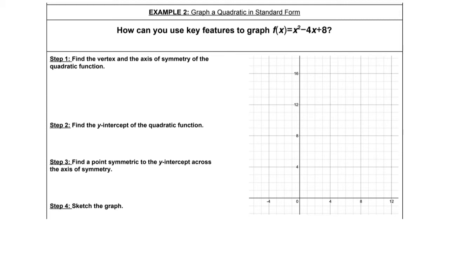So the first step says find the vertex and the axis of symmetry. Right, we know our axis of symmetry is just our h. Okay, so h equals opposite of b over 2a. All right, so opposite of -4, because b is -4, over 2 times a, which is 1. So we get 4 over 2, which is 2. So axis of symmetry, x equals 2.